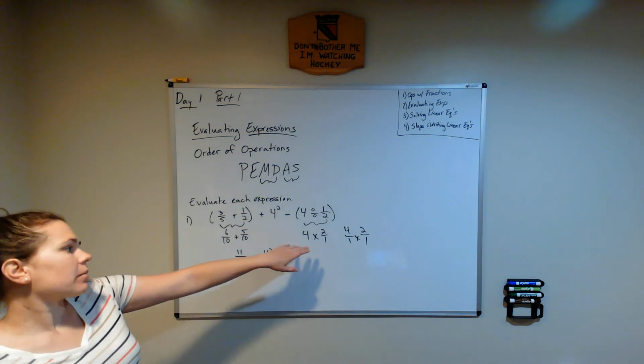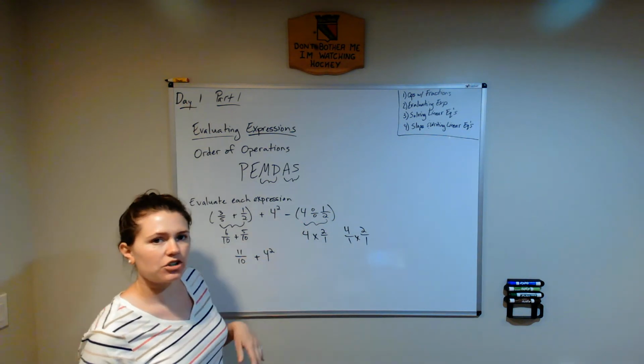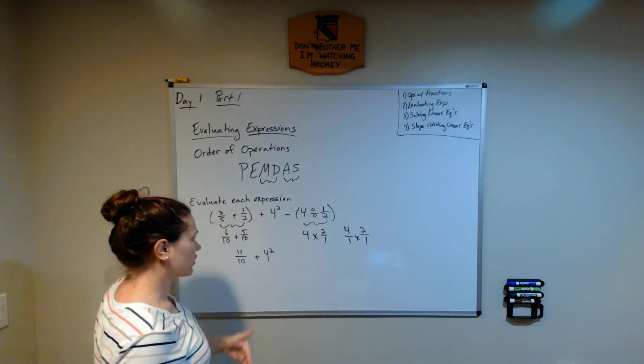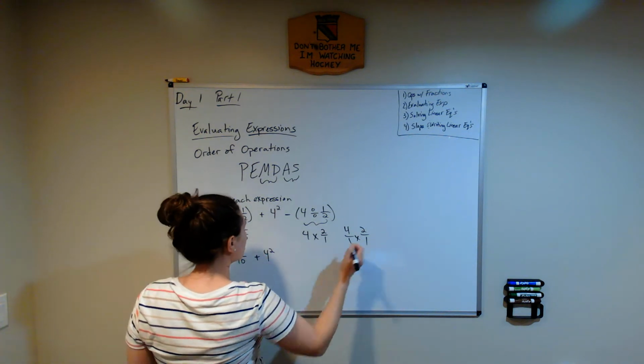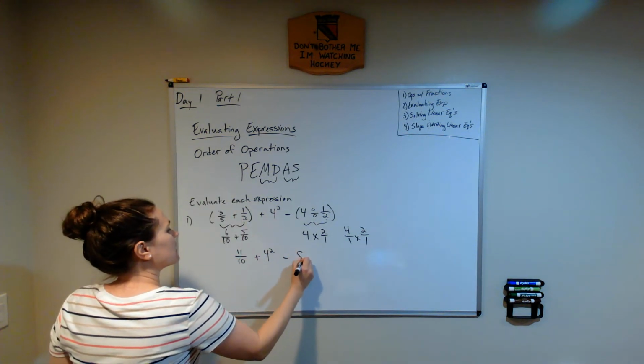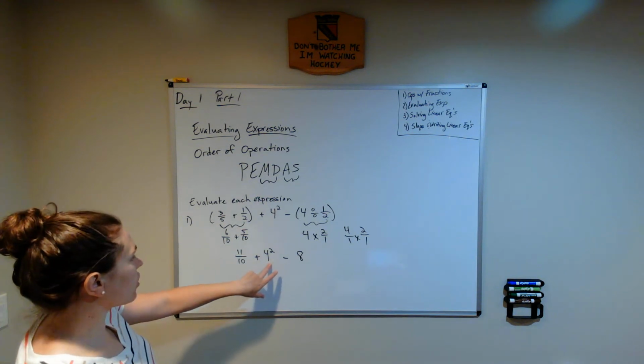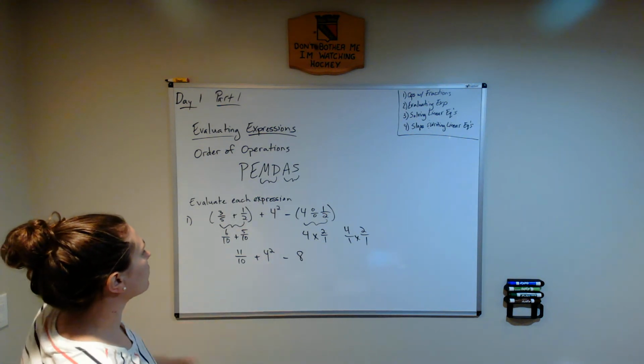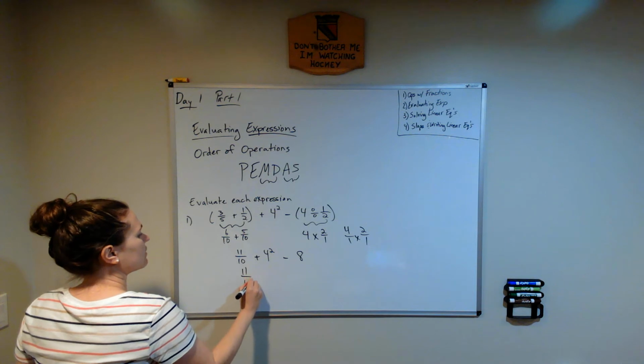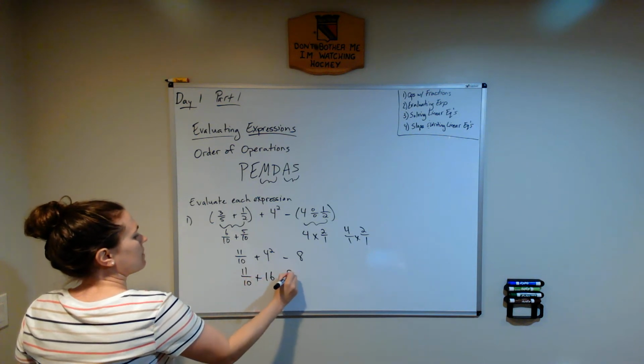Remember, when you have an operation where you have one integer and one fraction, you can always make the integer a fraction by putting it over 1. So that's going to give us 8 over 1. So that's going to give us minus 8. So next is exponents, so 16. So we have 11/10 plus 16 minus 8.